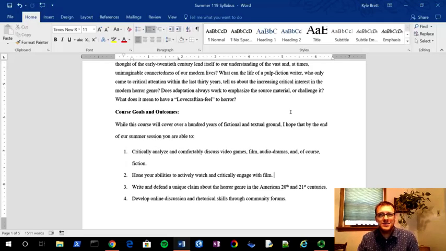Well, this is interesting. This is totally challenging the original Lovecraft plot. So I'm interested in these tension moments. And finally, what does it mean to have a Lovecraftian feel to horror? I really want to interrogate that adjective. What does it mean to become or have a Lovecraftian feel?